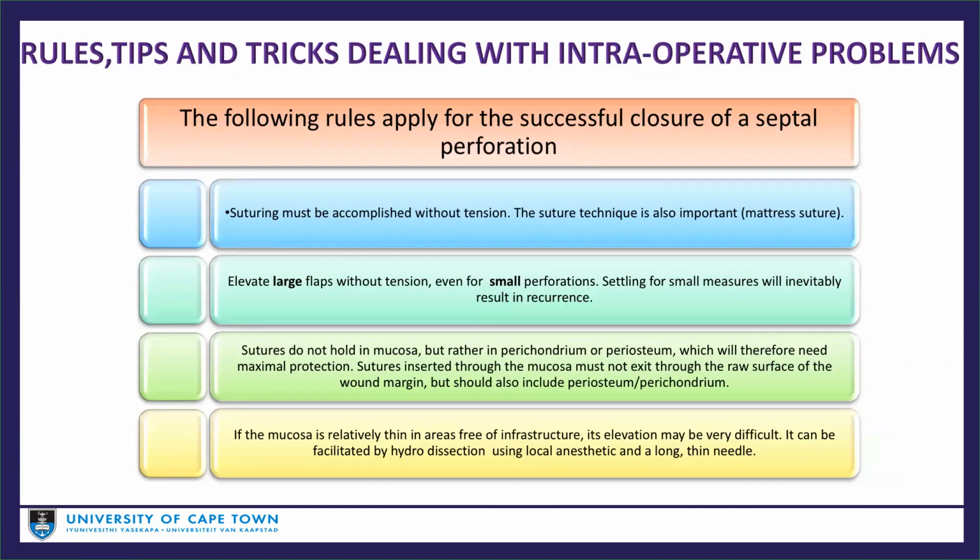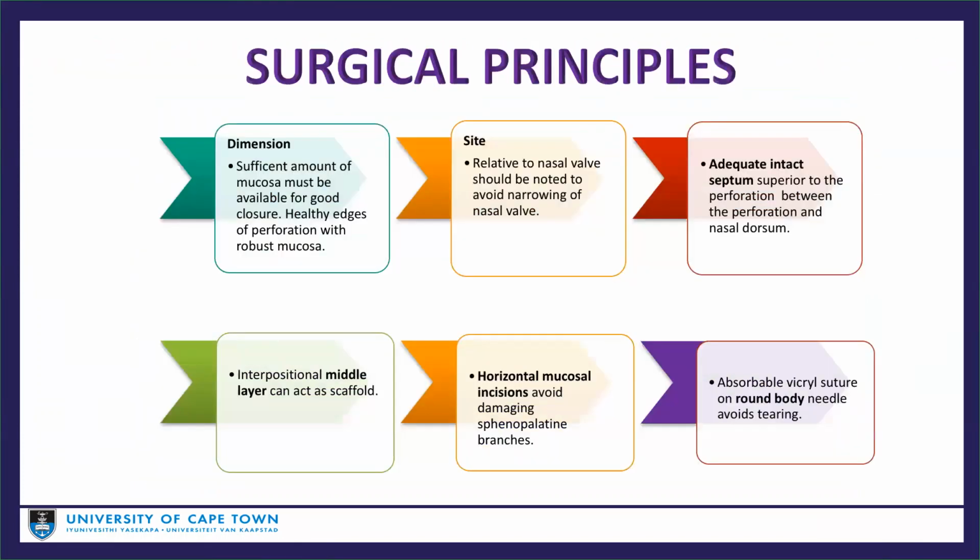One must always suture the mucosa without tension, and this can be achieved by using a mattress suture. One can elevate large flaps without tension, even for small perforation, as this helps in success rate. The sutures do not hold the mucosa, and therefore it's important to include the mucosa with perichondrium and periosteum. If the mucosa is thin in areas of the perforation, we can use a long, thin needle and use hydrodissection to lift off the flap.